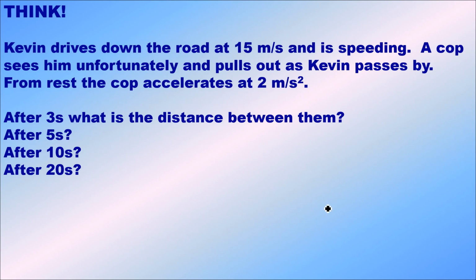All right. Only a couple more. There's lots of parts to this one. So Kevin drives down the road at 15 meters per second and is speeding. A cop sees him, unfortunately, and pulls out as Kevin passes by. So this is going to be some tricky thinking right here. But as Kevin passes by, this will be our initial condition, as he passes the cop. From rest, the cop accelerates at 2 meters per second squared.